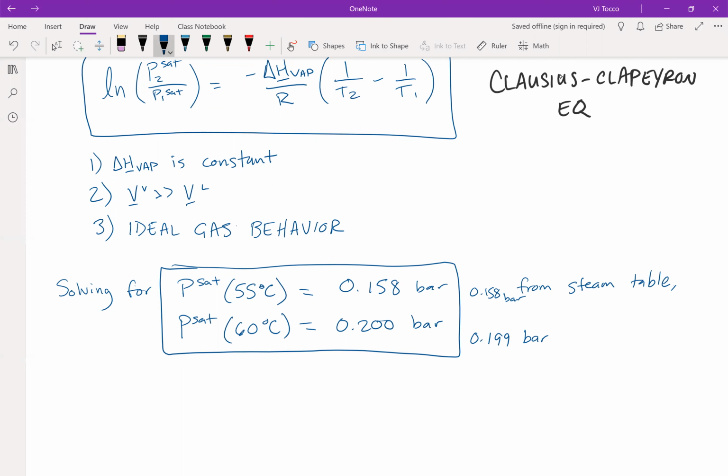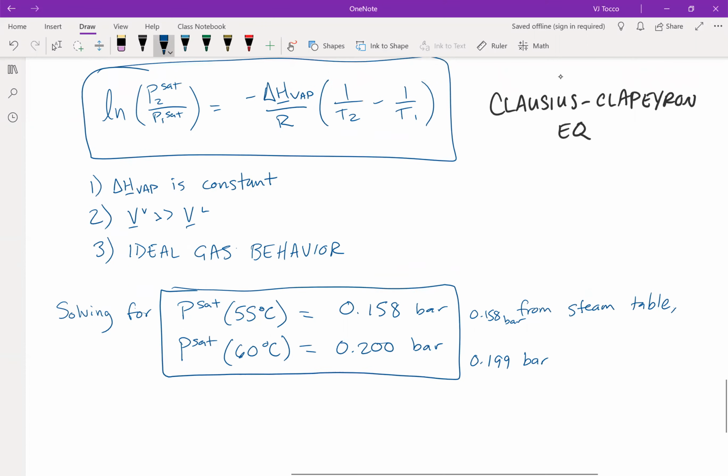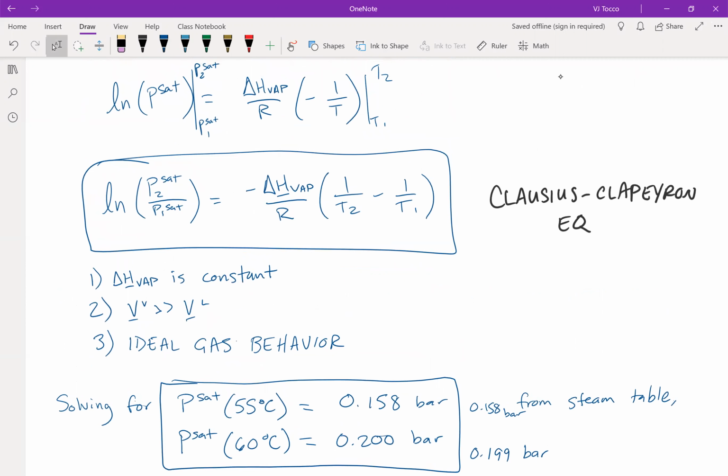If you try to go for that higher temperature, you wouldn't be able to assume this, and the answer that you get with the Clausius-Clapeyron equation would indeed be different from the answer that you get by looking at the steam tables. So that's all for this video. Again, the main points of this video were the derivation of the Clausius-Clapeyron equation for being able to predict phase change behavior from a known point of phase equilibrium.